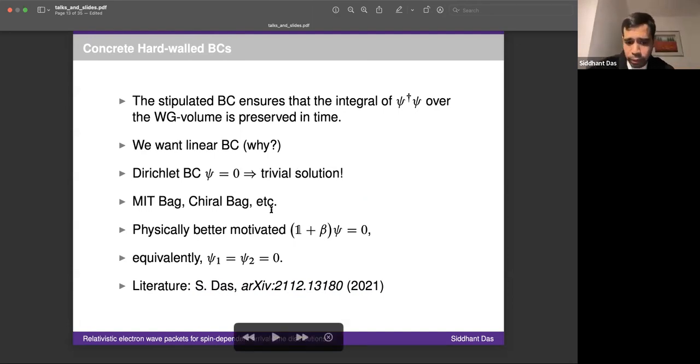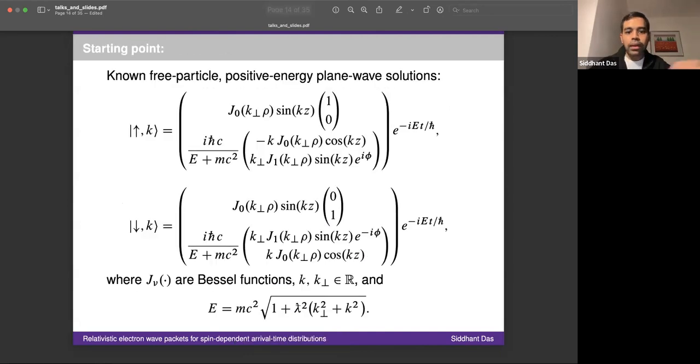So I chose a particular boundary condition, which is just to set the upper components of the solution to 0 on these surfaces, on the walls of the waveguide. This is enough to ensure that the current vanishes on the boundary. And there is physical motivation for it, which I have tried to present here.